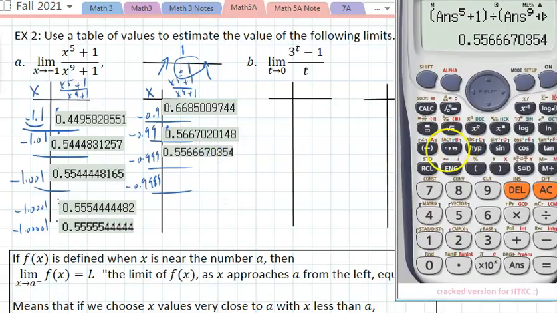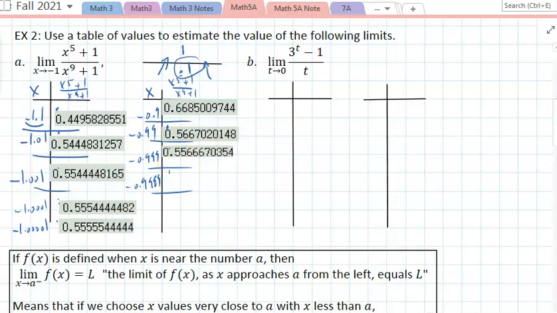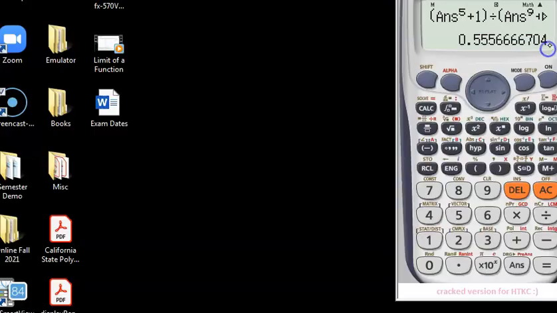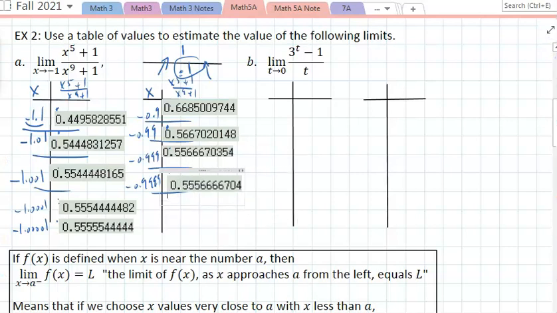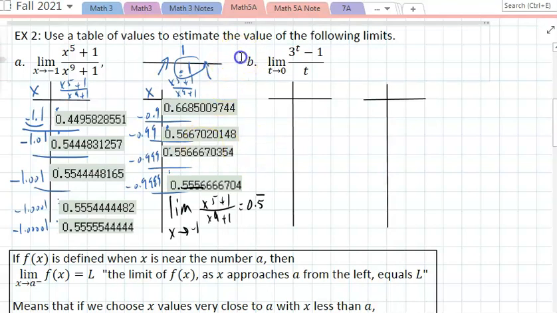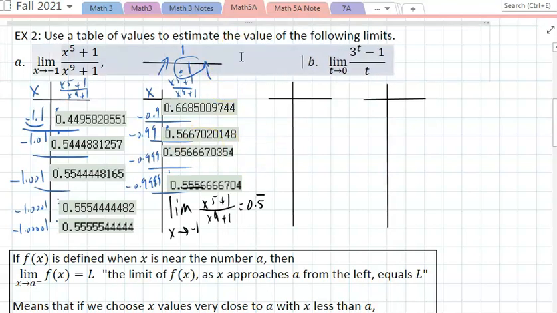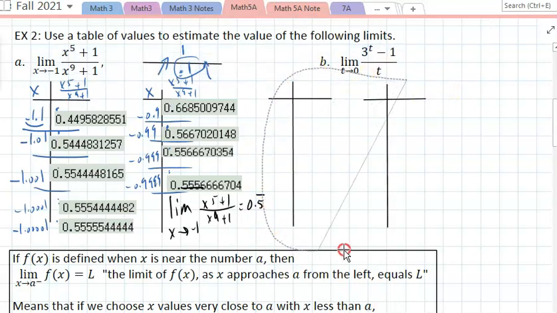Well, I am confident that it's going to be 0.5555. That's simple. So here, I notice that's the case. I say the limit as x approaches negative 1 of x to the fifth plus 1 over x to the ninth plus 1, you could write f of x if you wish. And there it is. And the reason I could say that is because the limits from the left equal the limits from the right. That's always the case.